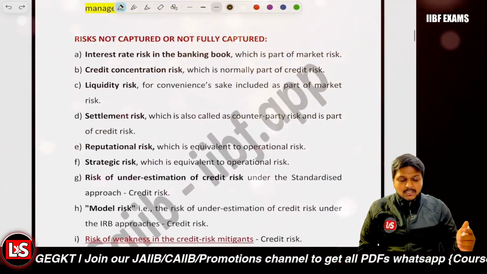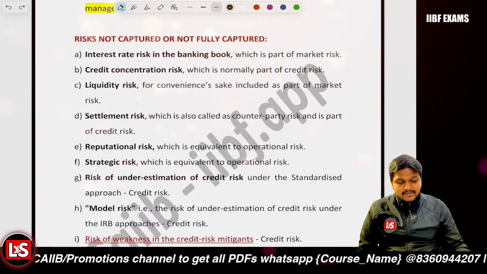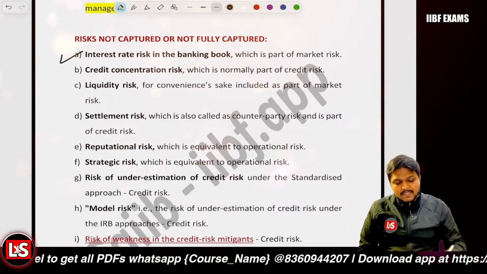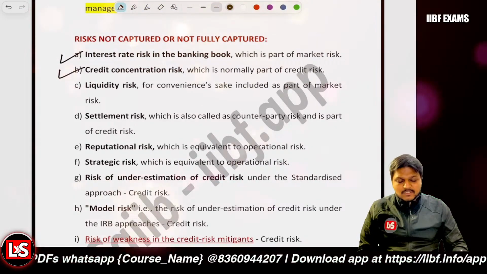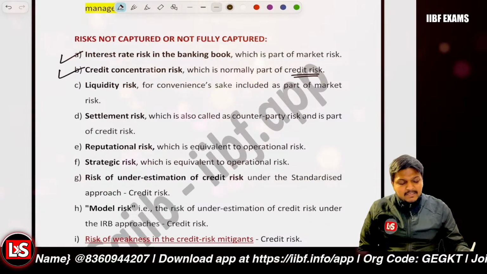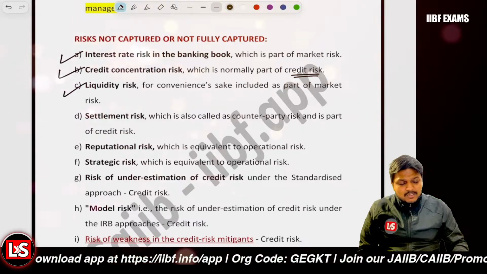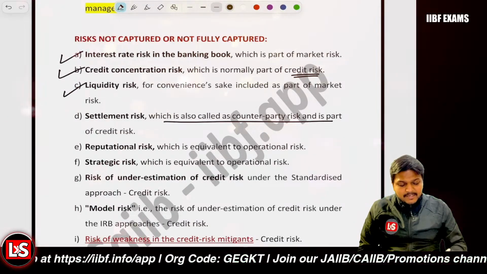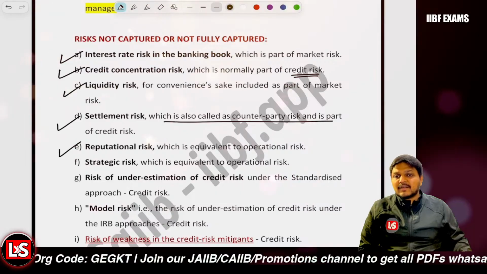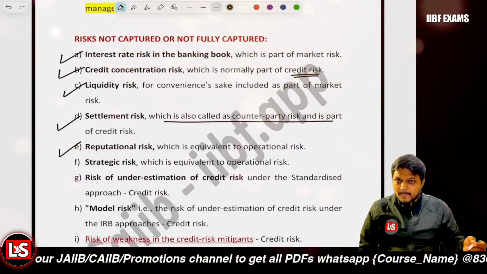Like interest rate risk in the banking book, which is a part of the market risk, right? Credit concentration risk, which is not covered, is part of the credit risk. Liquidity risk, for convenience's sake, is included as part of the market risk. And settlement risk, which is also called counterparty risk, is part of the credit risk. Reputation risk is not covered. Strategy risk is not covered, right? So many risks are not covered.